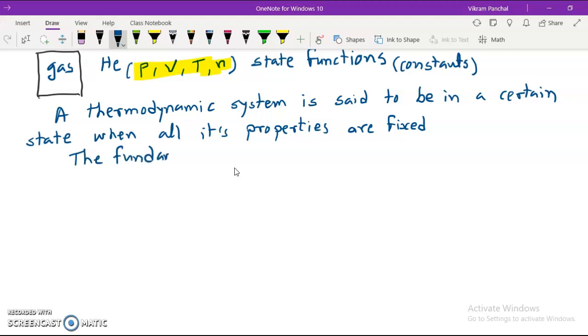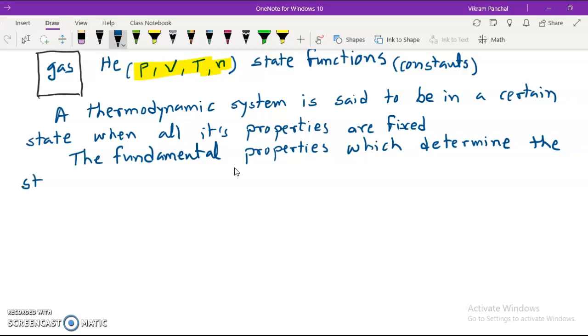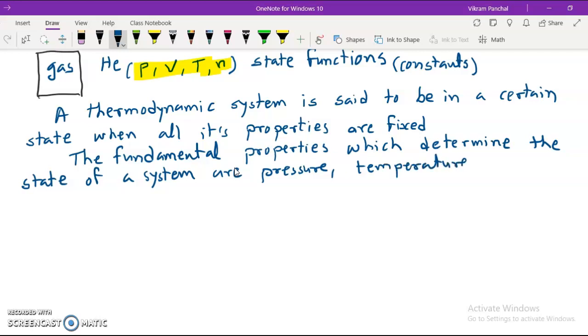So fundamental properties which determine the state of a system are pressure, temperature, volume, mass, and composition.